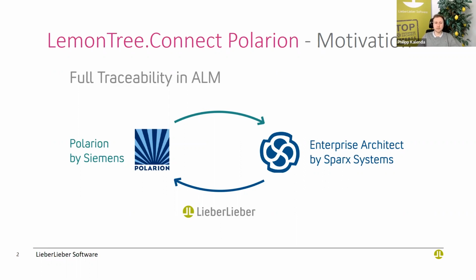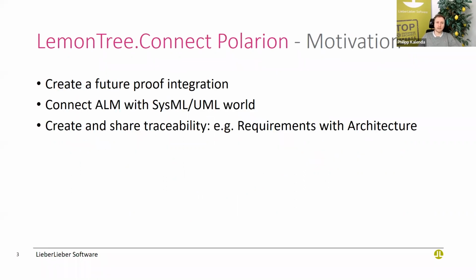And since most of the time those elements are in separate tools, so Polarion and Enterprise Architect, there needs to be a way to connect the different types of elements. And the idea is to have a future-proof integration, so connecting the ALM world with the SysML UML world. So SysML UML is the most common case.